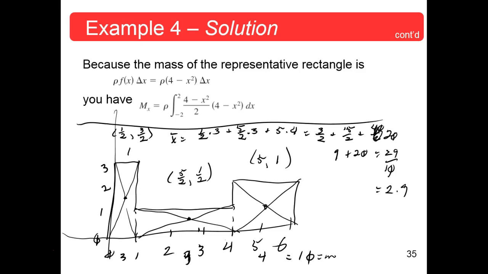Okay, and let's see what the Y is. The Y bar is going to be 3/2 times 3 plus 1/2 times 3 plus 1 times 4. Okay, I got lost there for a moment. So this will be 9/2 plus 3/2 plus 4, I think. Okay, that's 12/2, which is 6, plus 4 is 10 divided by 10 equal 1.